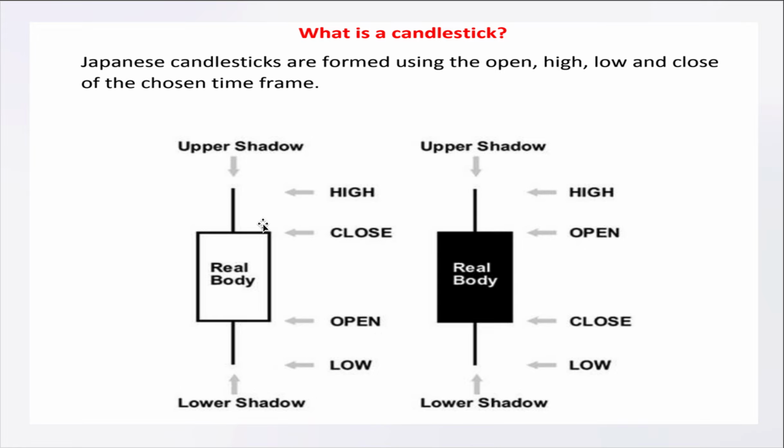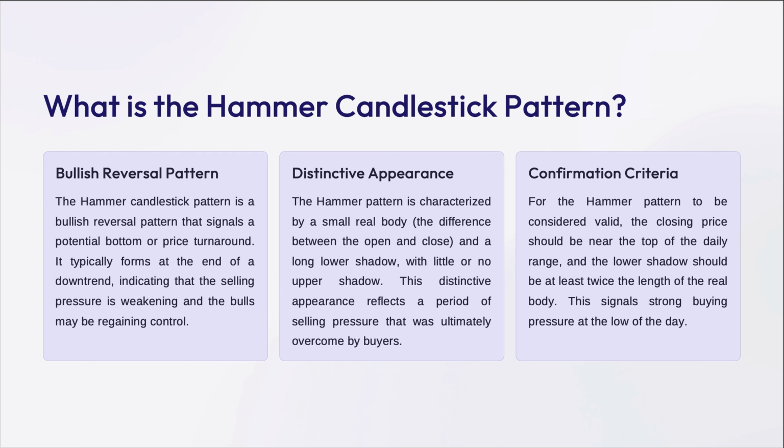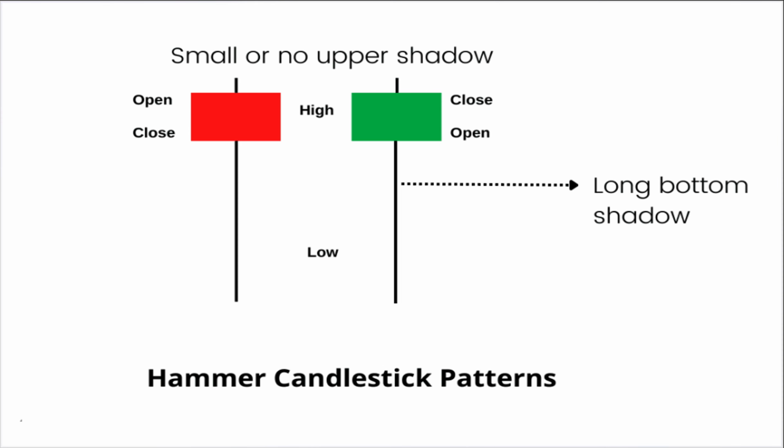This is the upper shadow, the lower shadow, and this is for the black or red candle, this is for the green or white. These are things which I explained in detail in other videos. Please go through those videos. Let's go through this one.